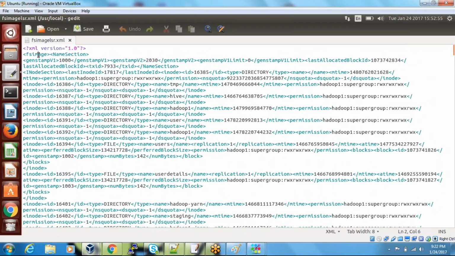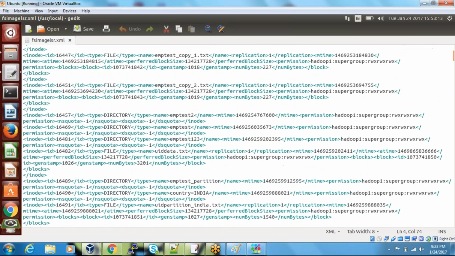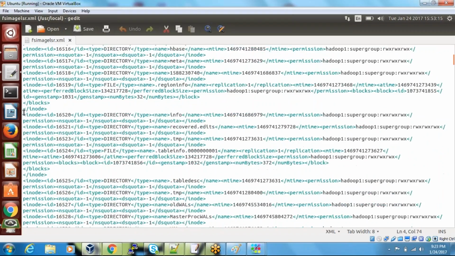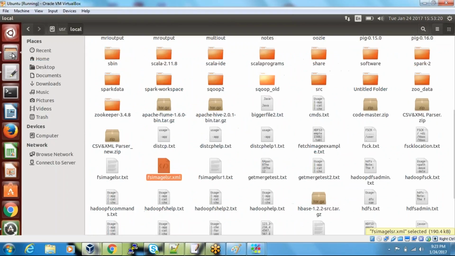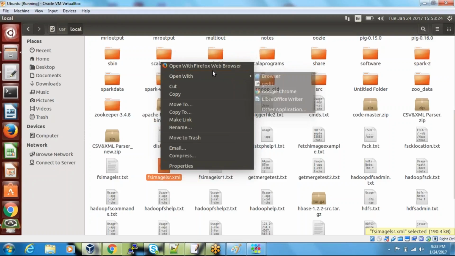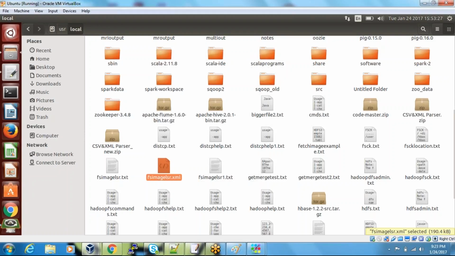If you look here, the FS image tag starts, and under the name section I was talking about, there is the inode section. In the inode section, this is an inode, and you can see what type of inode it is. It's a directory. I have created a directory, and these are the permissions for the directory. If I open this file in the browser, it makes it much clearer. One second, instead of this text file, let me open the browser.